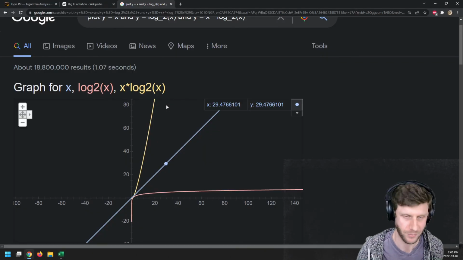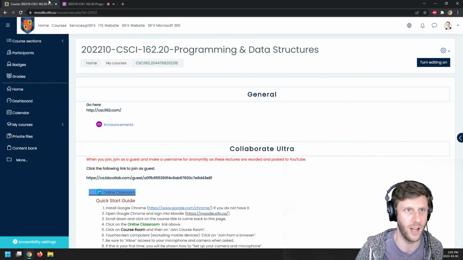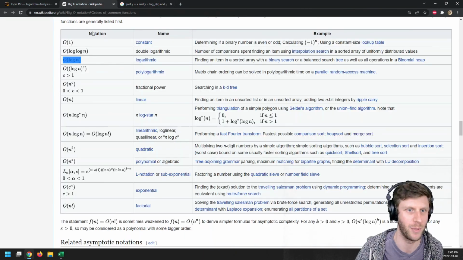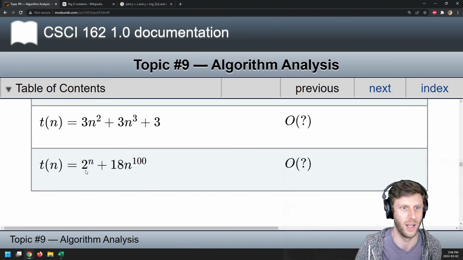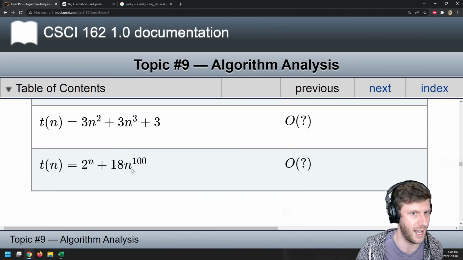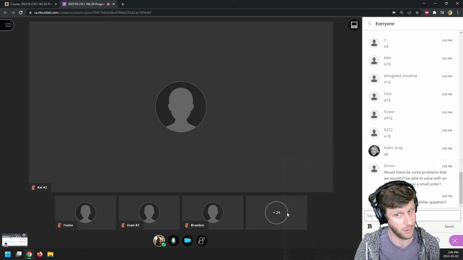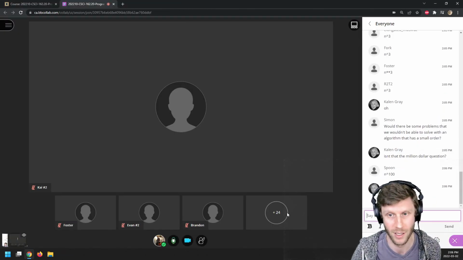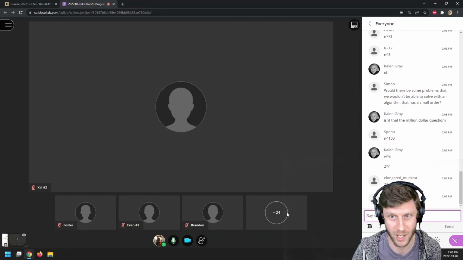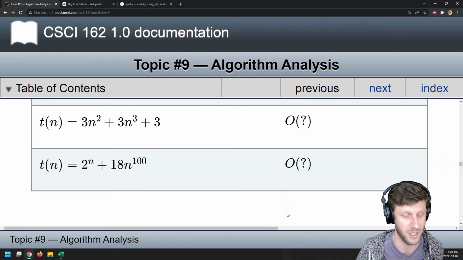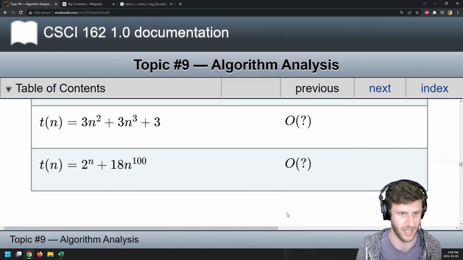All right, we'll have to end here. Oh, no, we'll end on this last one. I know some people left, but only because it's the last one. 2 to the n plus 18n to the 100. Ooh. N to the 100 or 2 to the n? It's 2 to the n. 2 to the n is worse. N to the 100 is terrible, but 2 to the n we're scared of more.